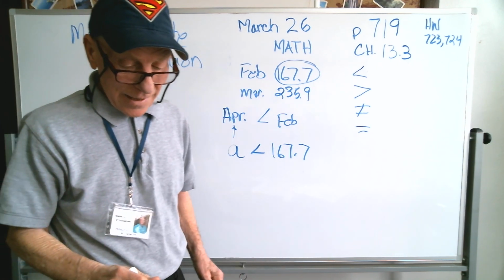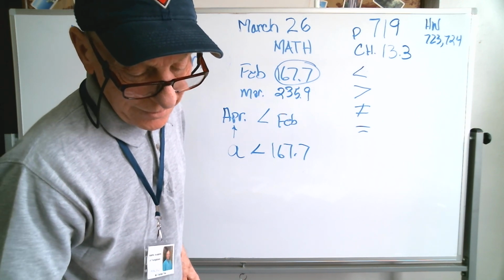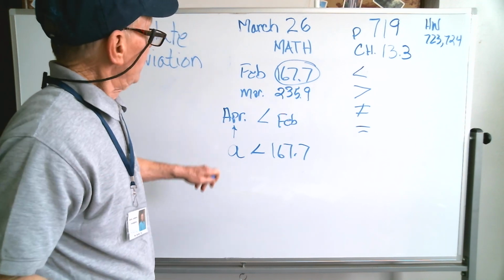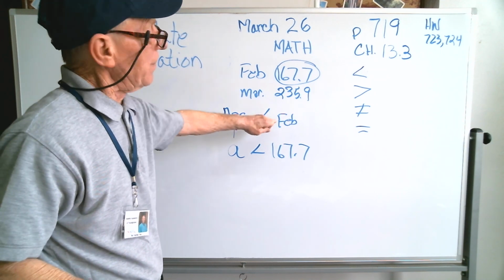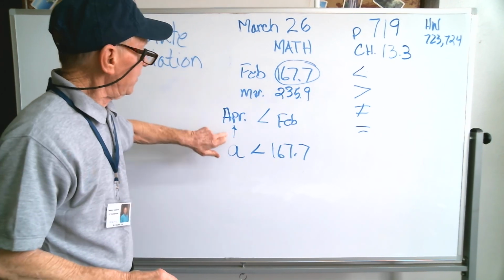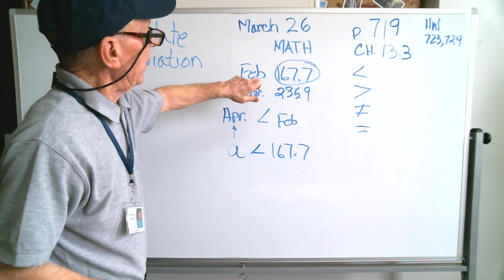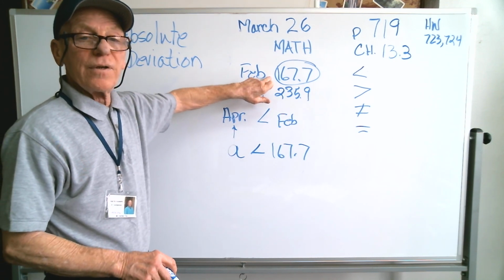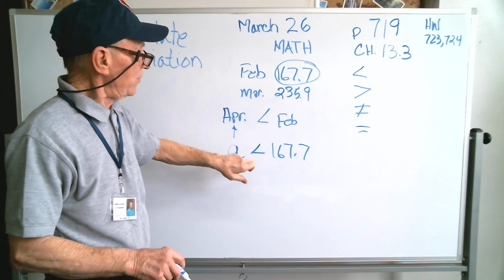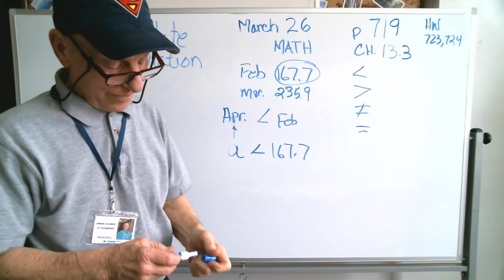Let me read it again. In April, the data for Scott's website visits are less spread out than they were in February. So we know April's going to be less than February. And it tells you to use A to represent April, and February is represented by this absolute mean deviation of 167.7. So this is how you would write your inequality.